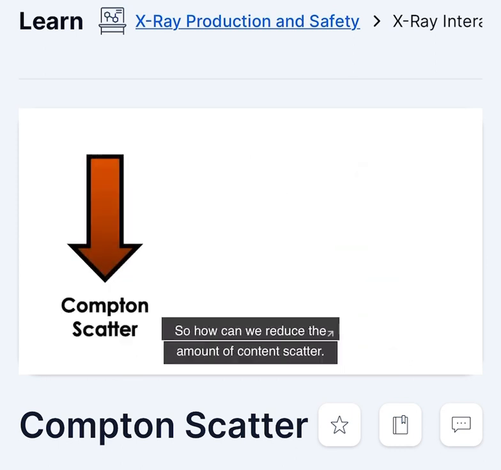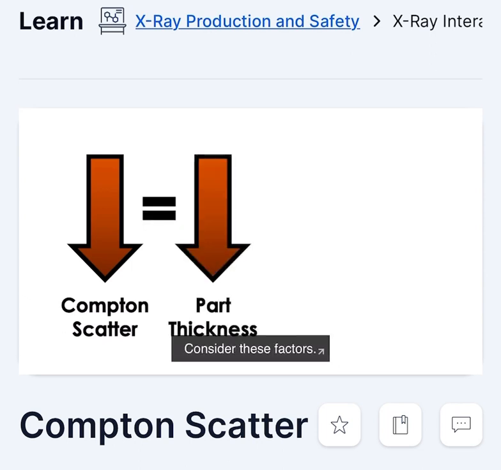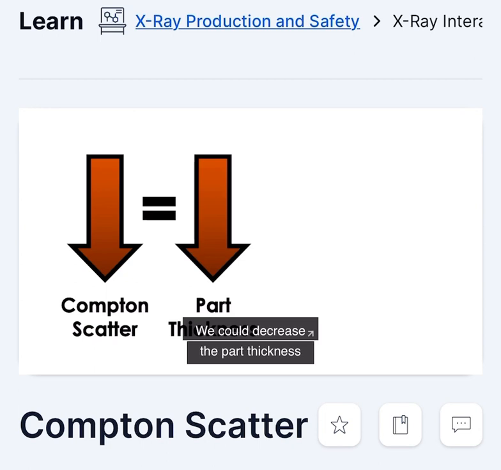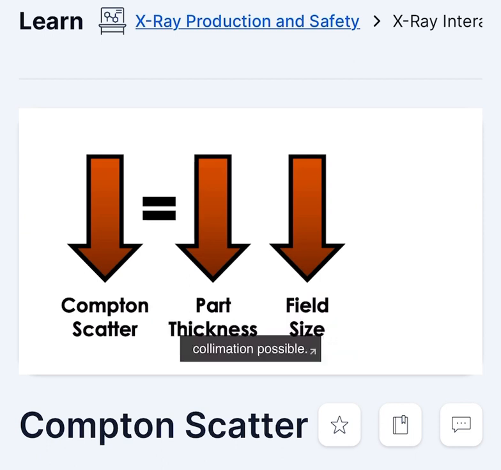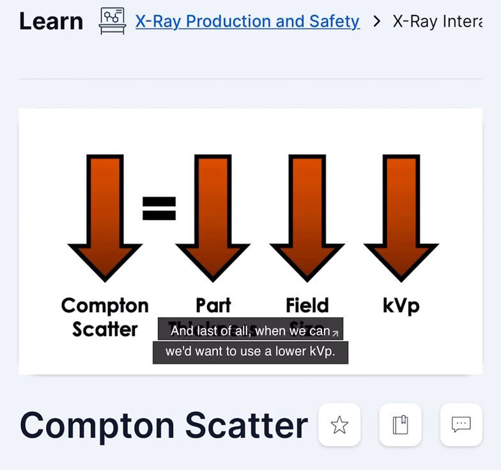The ideal situation would be to have as little scatter radiation as possible. So how can we reduce the amount of Compton scatter? Consider these factors. We could decrease the part thickness. We do this by compressing the patient if possible. We would also want to use the smallest field size or the most collimation possible. And last of all, when we can, we'd want to use a lower kVp. All of these factors together decrease the amount of Compton scatter taking place. Obviously, this is the ideal, but sometimes this isn't possible.